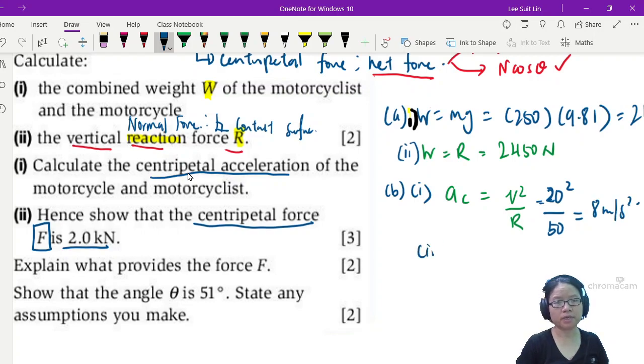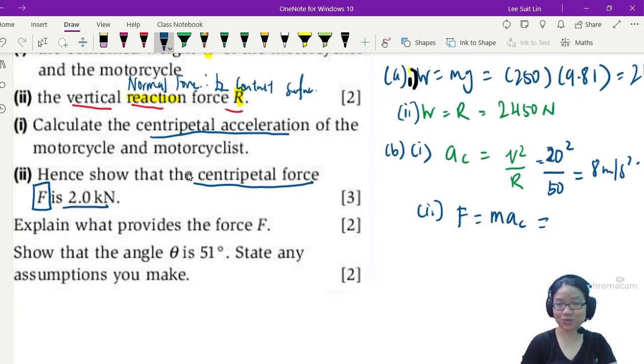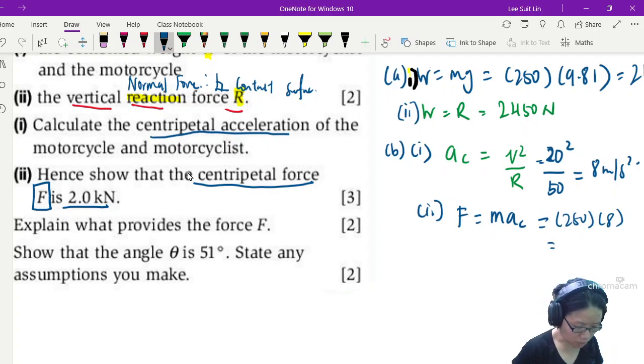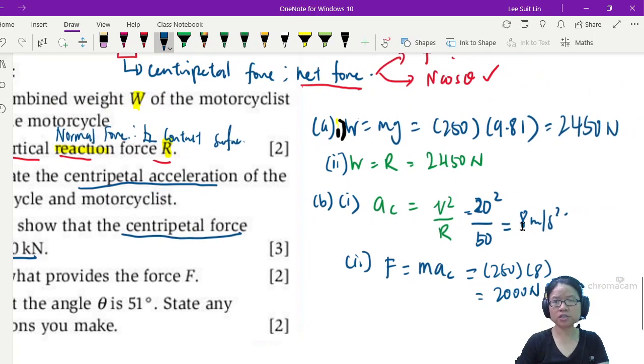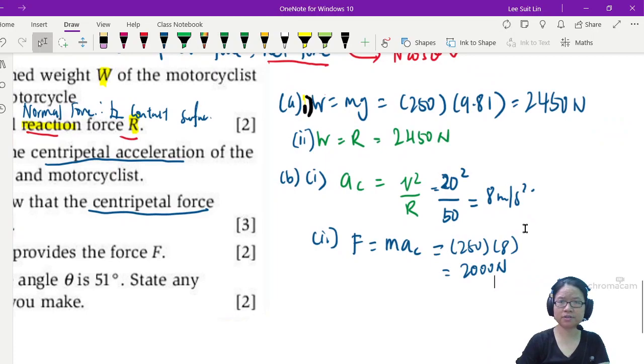And for part B, if you want to find centripetal force, you will take m a c. This is a textbook question, so they try to guide you along the way to make sure you understand. All right, so that one would be 250 kg times 8, so this is 2000 Newton. So in this case, we have already established that the centripetal force needed is 2000.